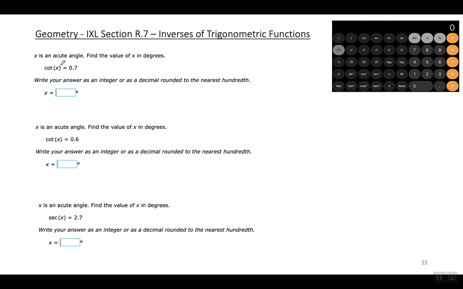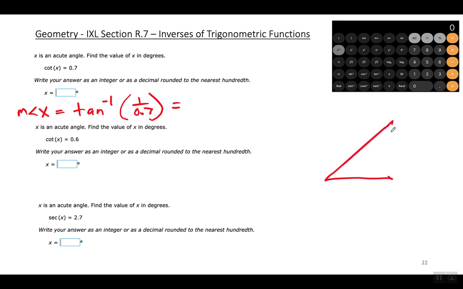All right, so right here, cotangent of x equals 0.7. This is the first time we use cotangent, so let's look at it. That means that the measure of angle x equals the inverse of tangent of 1 over 0.7. If you got it by now, you could leave, I guess. But if you don't, I'll give the same explanation so that you can make sense of this.